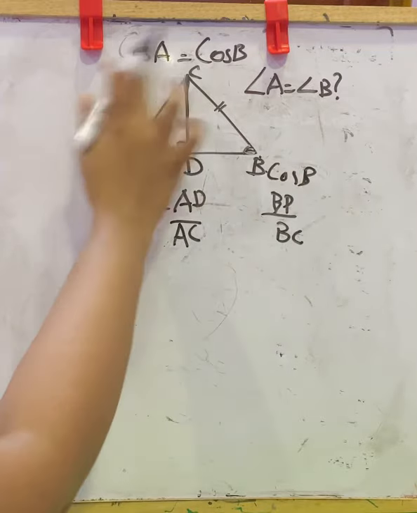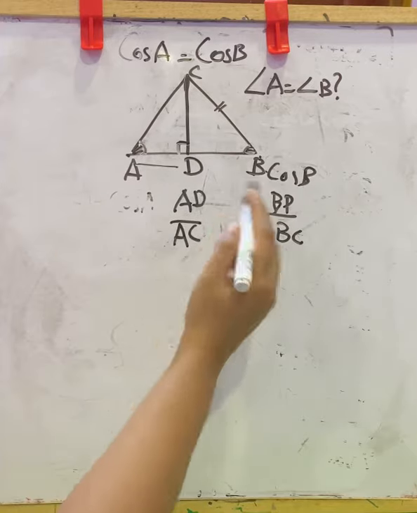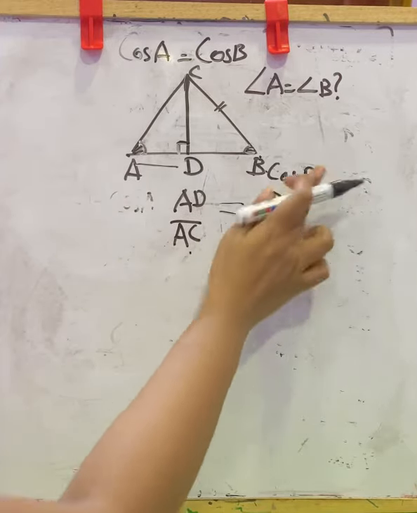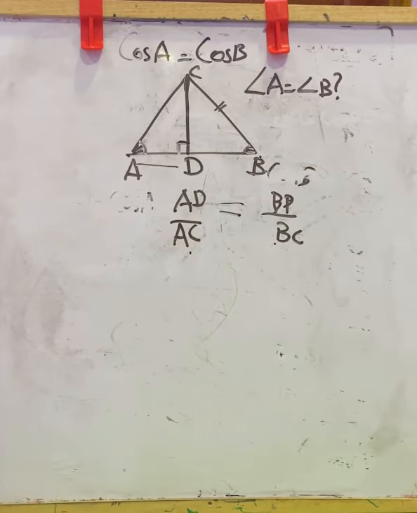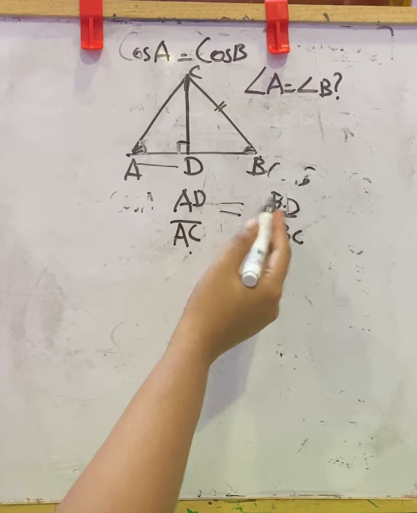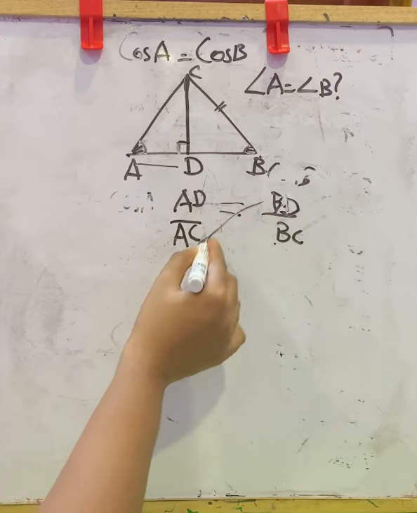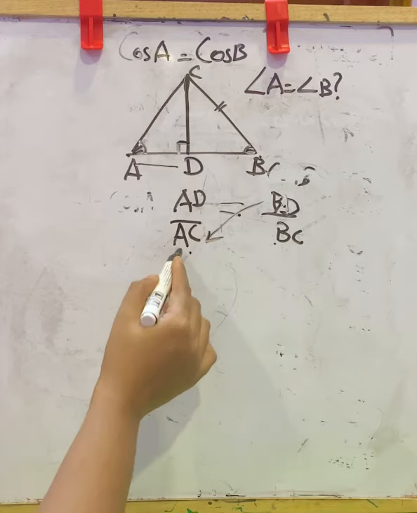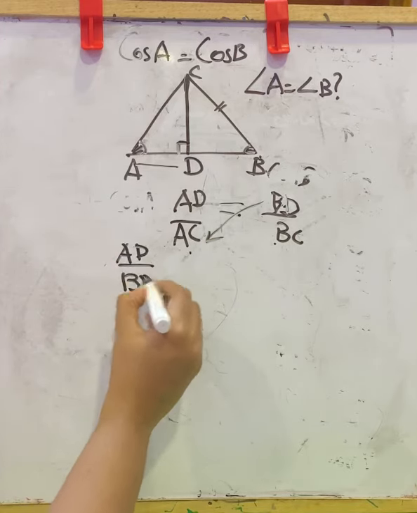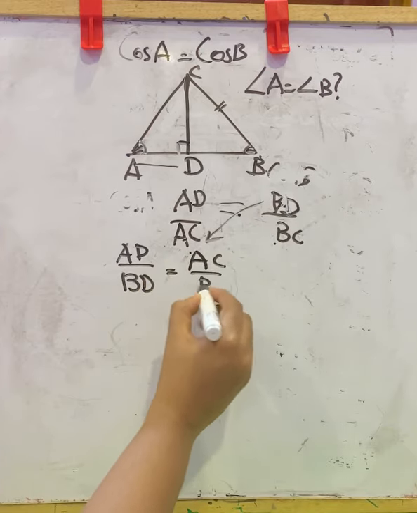We know both are equal. It is given in the question. So we can write AD by AC, that is cos A, equals cos B, that is BD by BC. Next step is we will take this BD to LHS and AC to RHS. Here it is in the numerator, interchanging, it becomes denominator. That is AD by BD equals, this AC goes to the numerator, AC by BC.